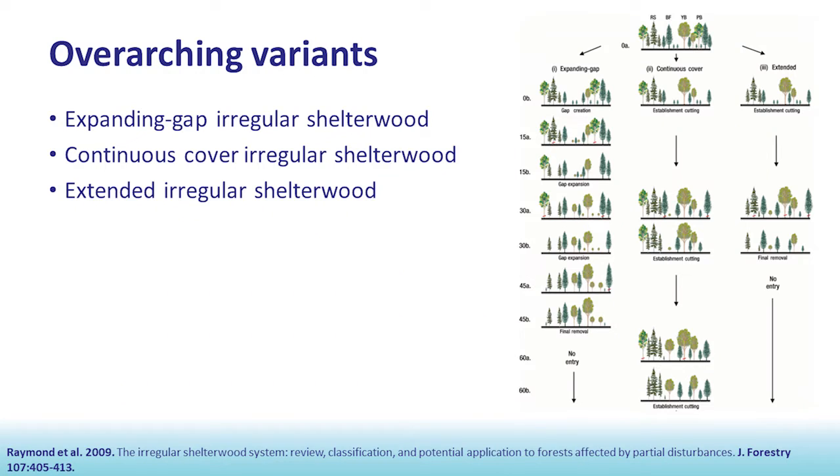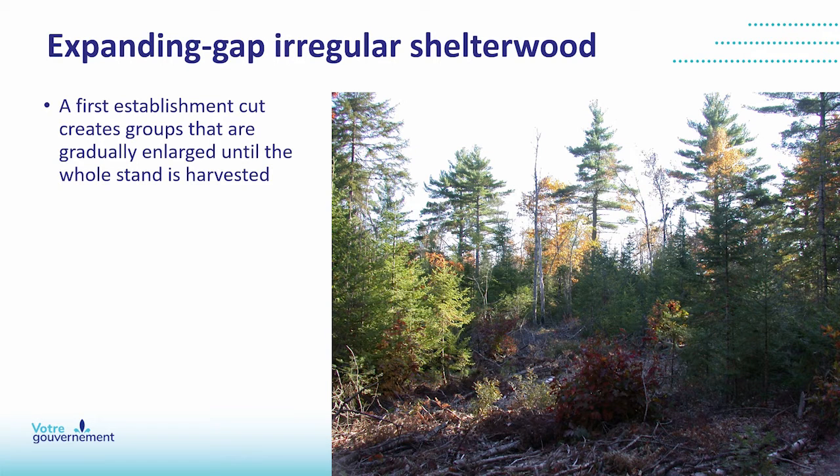So in the review we published in 2009, we realized there were many variants existing worldwide, but most of them could be classified in 3 overarching variants: the expanding gap irregular shelterwood, the continuous cover irregular shelterwood, and the extended irregular shelterwood. I'll give a few examples in the next slides.